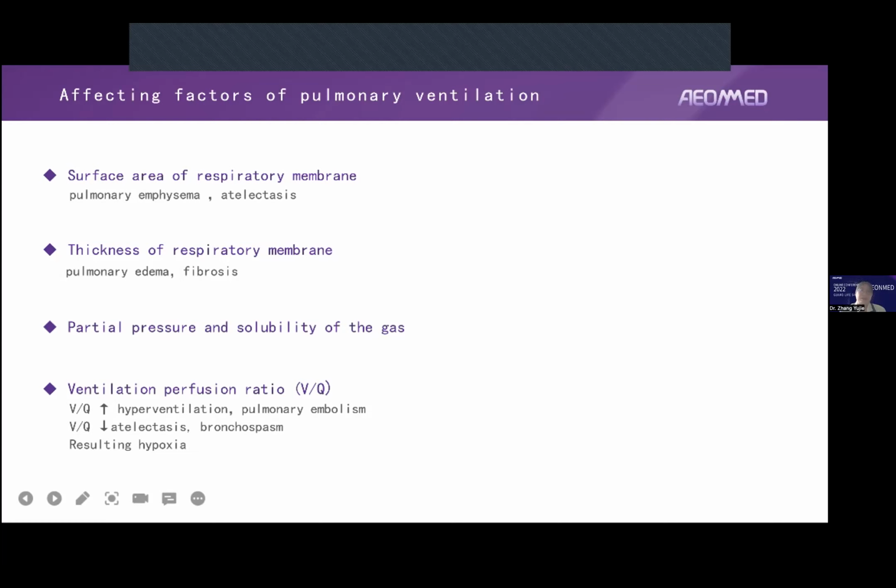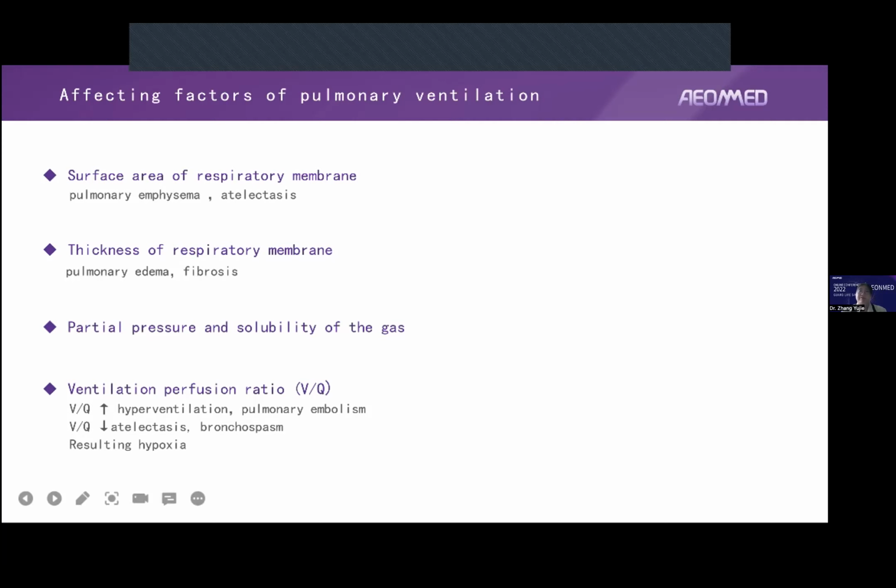And then, of course, the partial pressure and the solubility of the gas passing the membrane also affect our ventilatory efficiency. That's mainly oxygen and carbon dioxide. And then the final part is the ventilation perfusion ratio. When the VQ ratio reaches 0.84, it's the best fit. But when ventilation perfusion mismatches, the oxygenation condition will change.